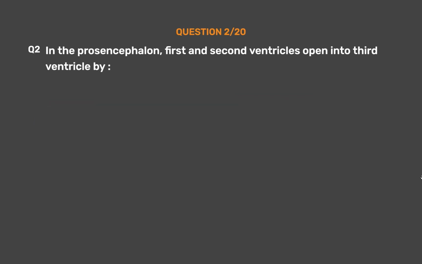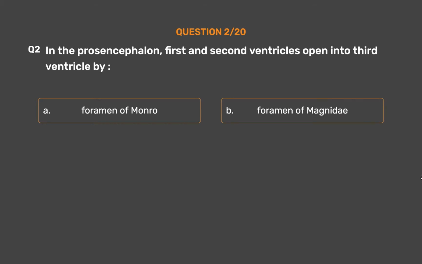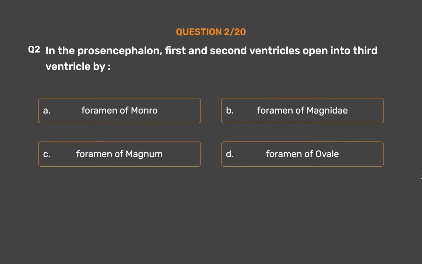Question number 2. In the prosencephalon, first and second ventricles open into third ventricle by Option A. Foramen of Monro. Option B. Foramen of Magendie. Option C. Foramen of Magnum. Option D. Foramen of Luschka.